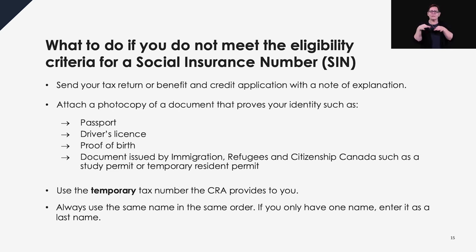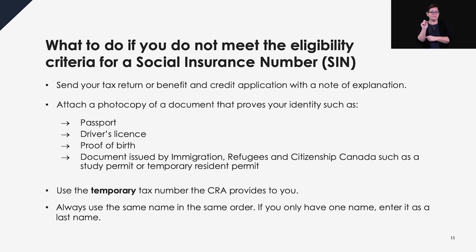Along with the note, include a photocopy of any document that proves your identity, or that of your spouse or common law partner. This document could be a passport, driving license, proof of birth, or any document issued by Immigration, Refugee, and Citizenship Canada, such as a study permit or temporary resident permit. The CRA will then give you a temporary tax number you can use until you get your SIN. You can use it on your application forms and on your income tax and benefit return.